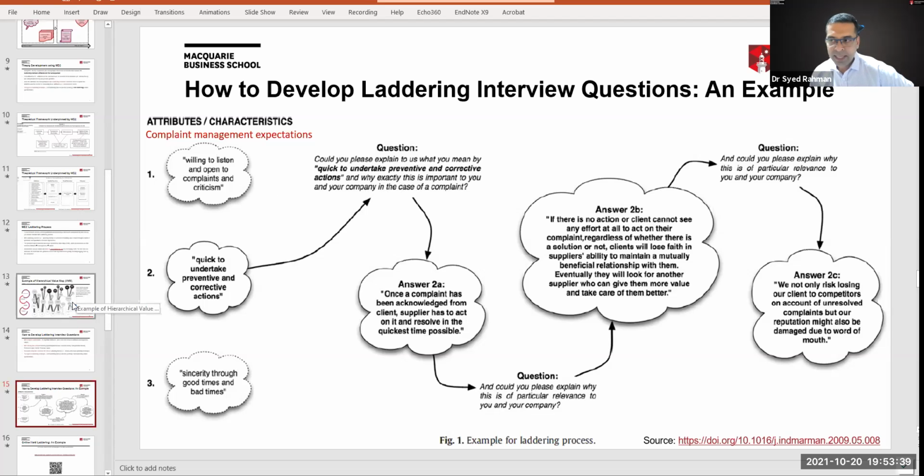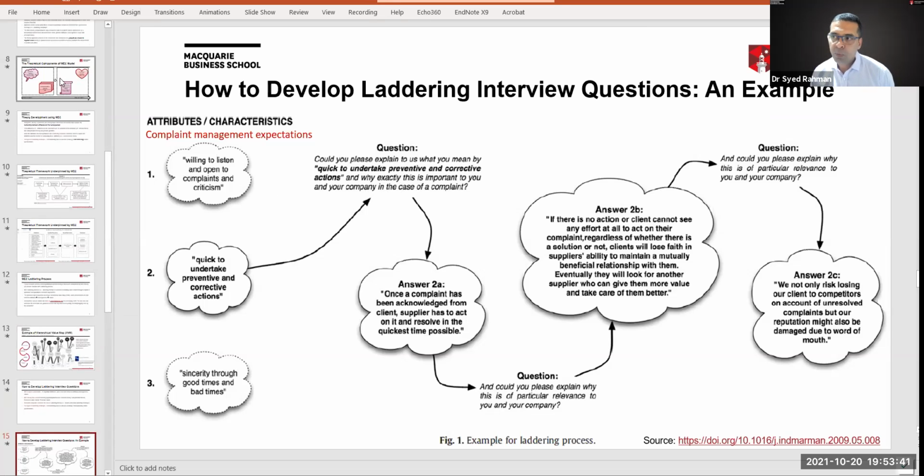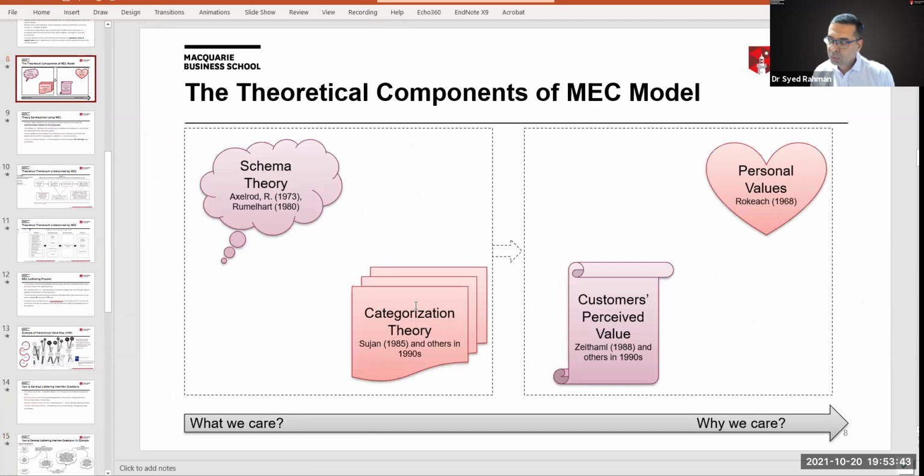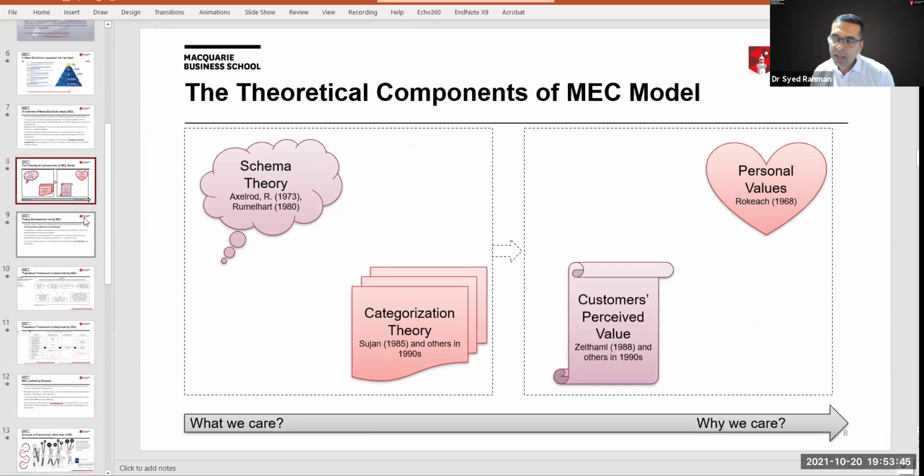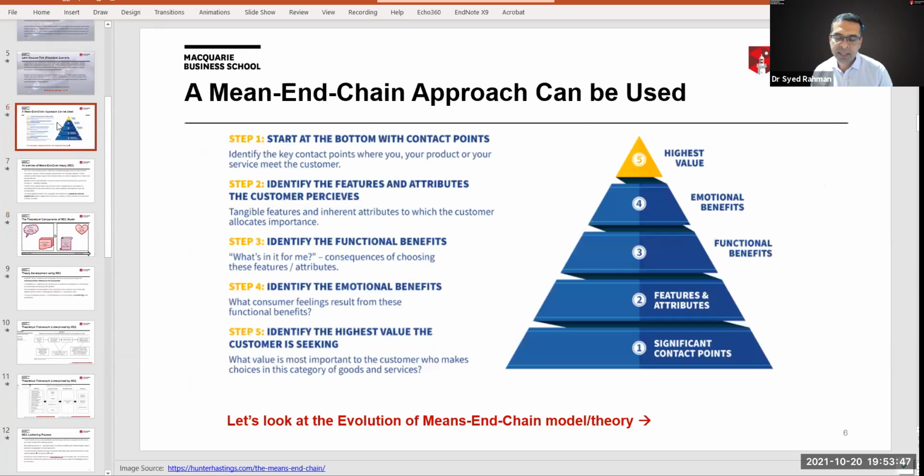Laddering theory says that when we ask why for the first time something is important to them, they usually talk about the functional benefit: this is important to me for this type of benefit. This is why it is important to me. If I then ask again, you just said that it is important to you for this, why did you say that? Why is it important to you?